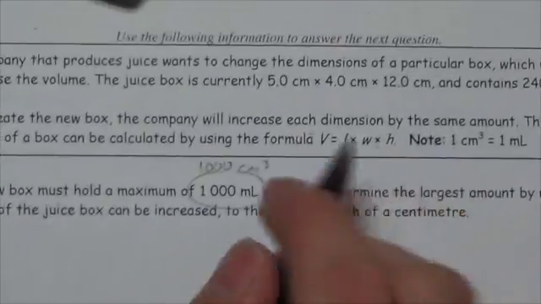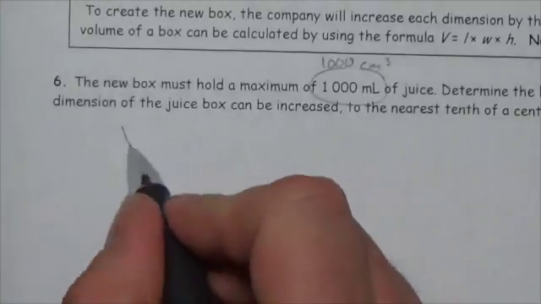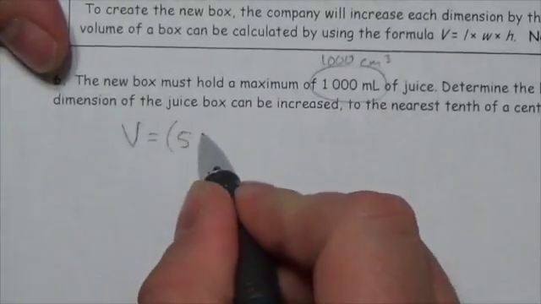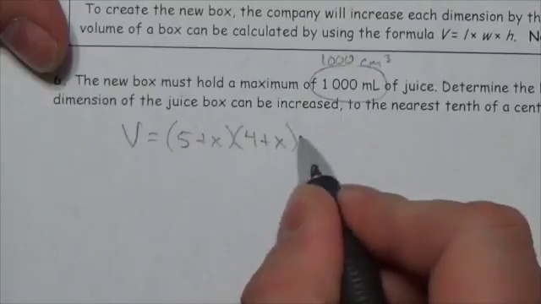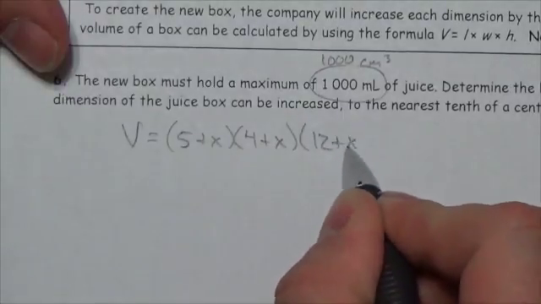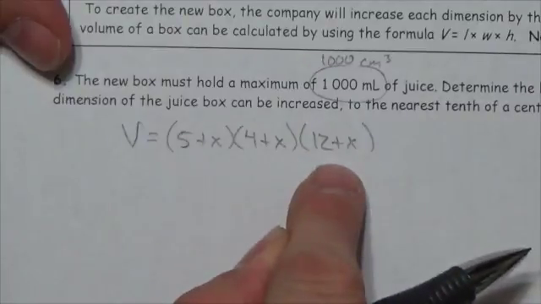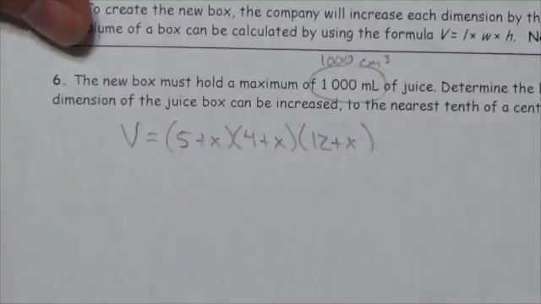Okay, now remember we're starting at 5 by 4 by 12, and what we're going to do here is come up with the equation for the volume of our new box. Remember that what we were told is we were increasing each dimension by the same amount. So I'm going to take each individual dimension here and add x to it. So this is the equation for the volume of our new juice box.